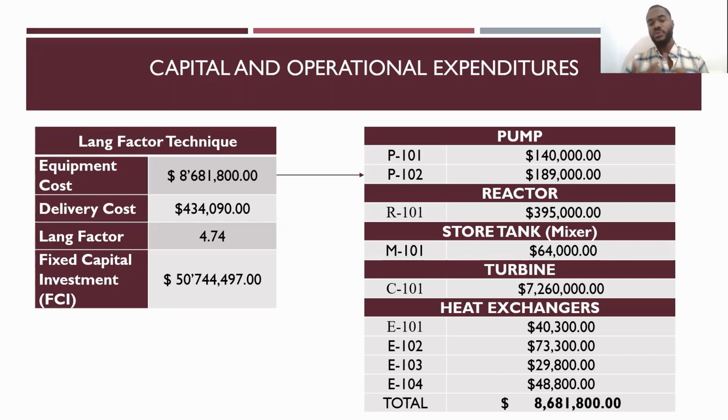The equipment we are going to use in this process are 2 pumps, 1 reactor, 1 storage tank, 1 turbine, and 4 heat exchangers. What are the equipment costs in this process? The equipment cost in this process is $8.6 million. The delivery cost is $434,000. The land factor obtained using CAD cost is 4.74, and the fixed capital investment is $15.7 million.